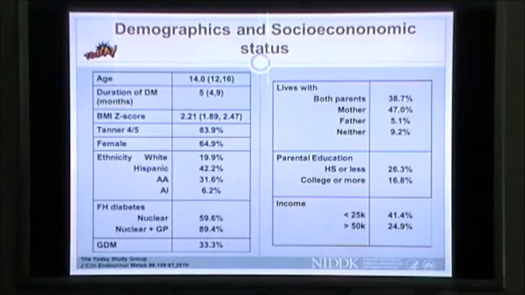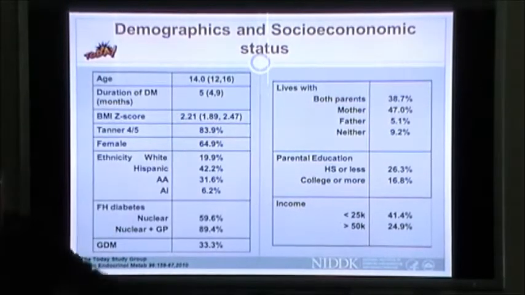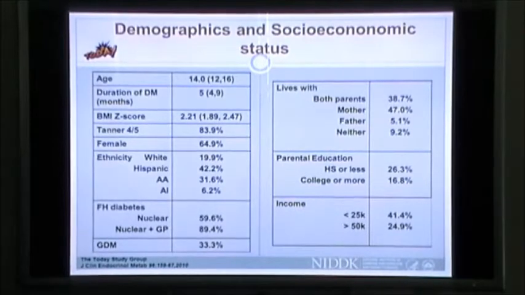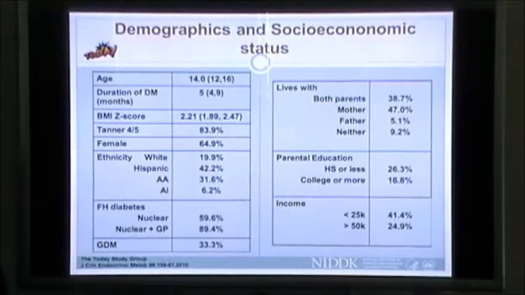Duration of diabetes, we let them be in the study up to 2 years. The 75th percentile was 9 months, median 5 months. Message is that it's almost impossible to engage kids with type 2 diabetes, not only in clinical care, but in research, once they've had diabetes for about 8 to 10 months. So that's an implication for future study design.